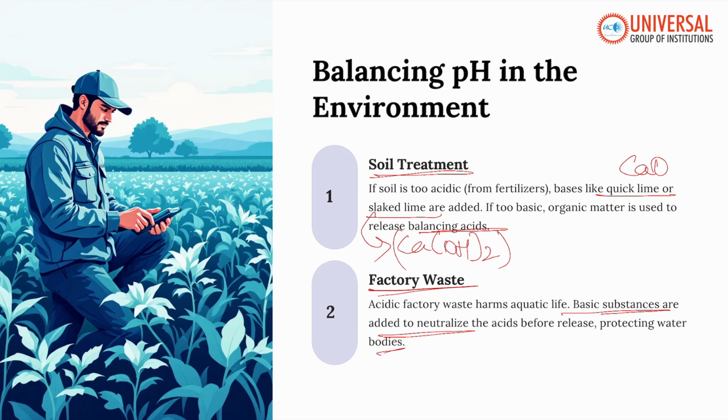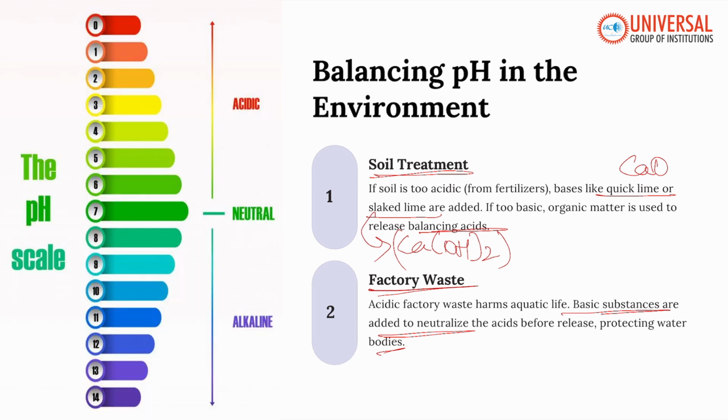So how do we measure the acidic or basic concentration? We have to connect this with the pH scale. The pH scale measures how acidic or how basic a substance is. It has a range from 0 to 14. pH less than 7 is acidic in nature and pH more than 7 is basic in nature, and pH equal to 7 is neutral.